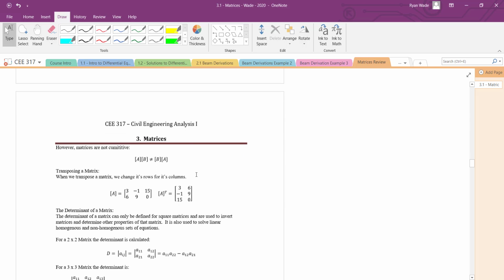If we want to transpose a matrix, it's denoted by whatever the matrix is with a little t at the top, so transposed. And basically all we're doing is interchanging its rows for its columns.